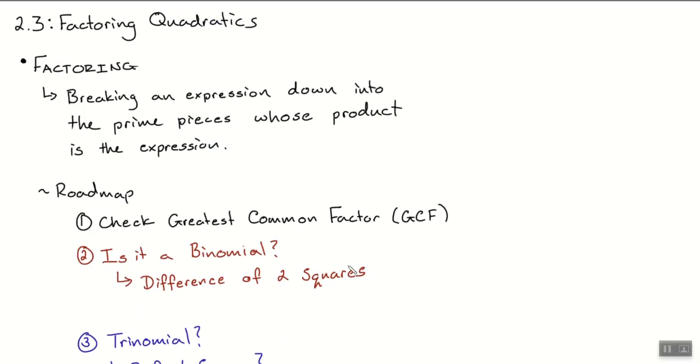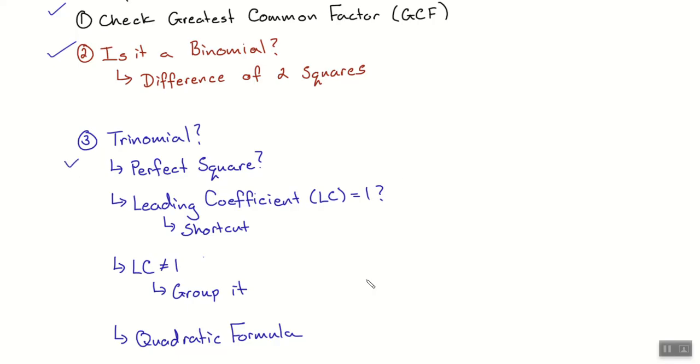Cool. All right. We have knocked out GCF. We have done some binomials. We have done perfect squares. We are going to actually go with grouping first. We're going to look at this one, and then we'll see why I'm looking at that one first. So here we go. Example, grouping.